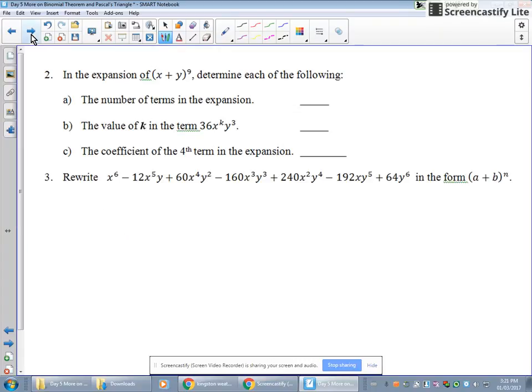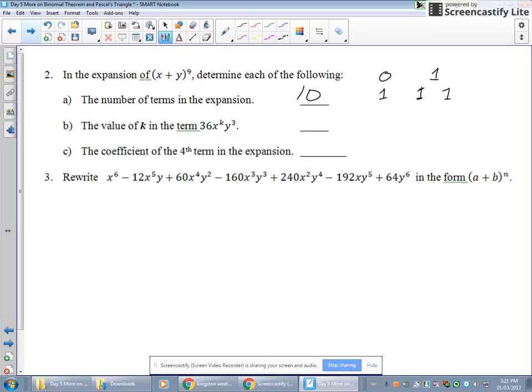Then finally, on the last page, in the expansion of x plus y to the 9, determine each of the following. The number of terms in the expansion. So remember, in Pascal's triangle, if I'm in the 0th row, the exponent is 0, I'd have 1. If I was in the first row, I would have 1 and then 1, right? I'd have 2 terms. So in other words, I have 1 more term than the row that I'm in. So if my exponent is 9, that must mean that I will have 10 terms.